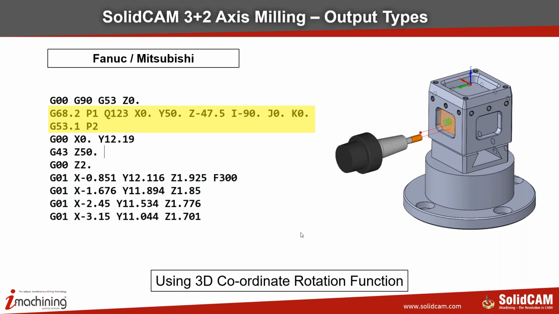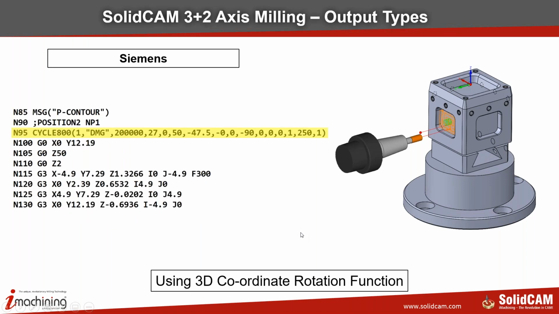The next one is Siemens, where we use cycle 800. In this cycle 800, we again output using the 16 variables that are there in the controller, and this output comes directly from SolidCAM itself. So we use cycle 800 inside Siemens.